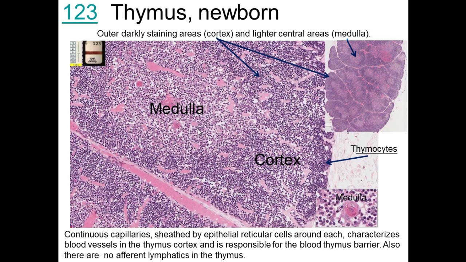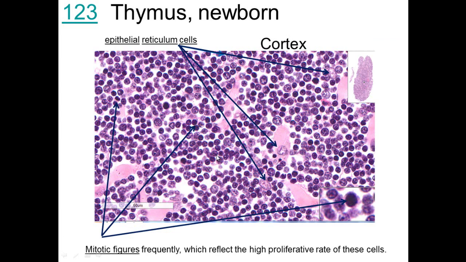Now in the cortex of the thymus, we have a blood-thymus barrier. We have continuous capillaries that are attached to one another by zonula occludens, and they are sheathed by epithelial reticular cells around each. And that characterizes the blood vessels in the cortex and is responsible for the blood-thymus barrier. Also, there are no afferent lymphatics, so there are no lymphatics bringing fluid into the thymus because it's a primary organ, and it needs to develop these cells without the antigens being present.